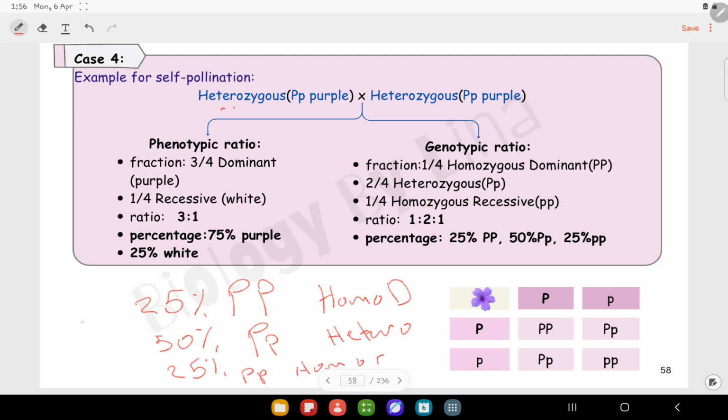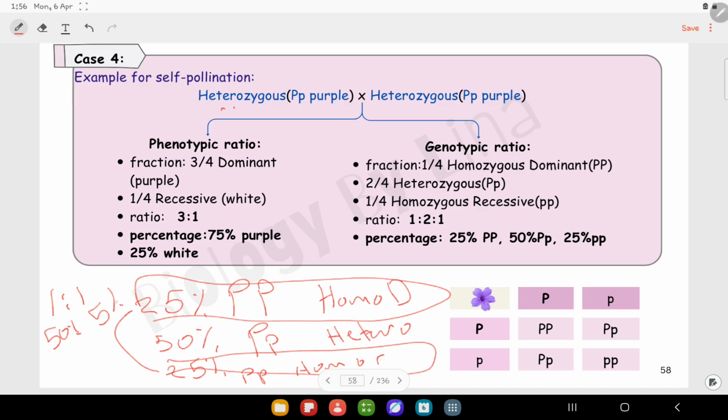So can we say it's a ratio of 2 to 2 if we talk about homo to hetero? Yes. How many homo do we get? We get 50% homo in general and 50% hetero. So we can say 1 to 1, 50% homo and 50% hetero.